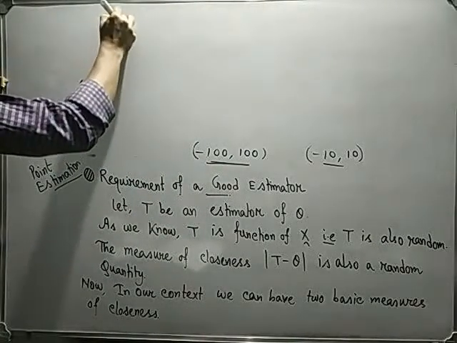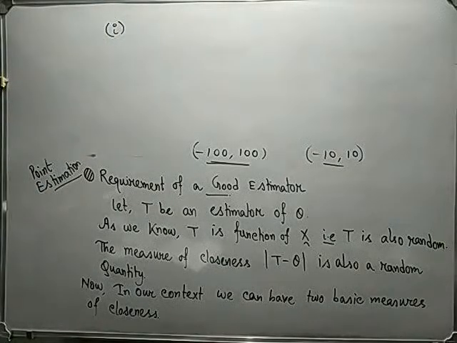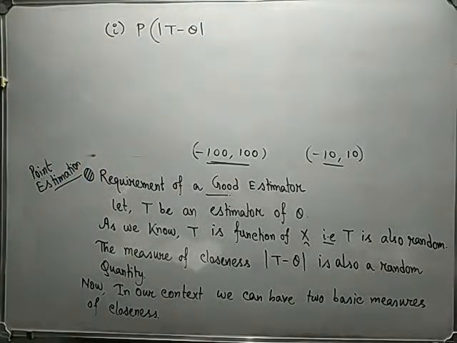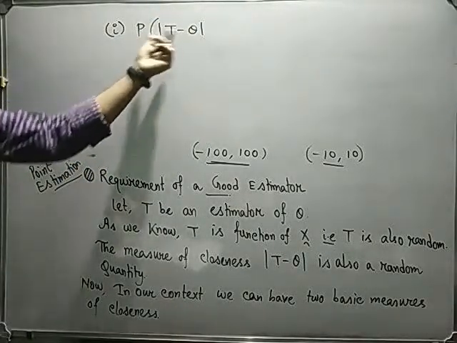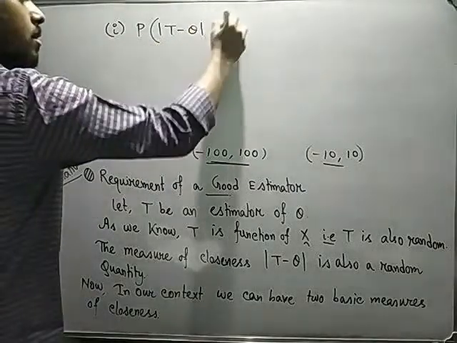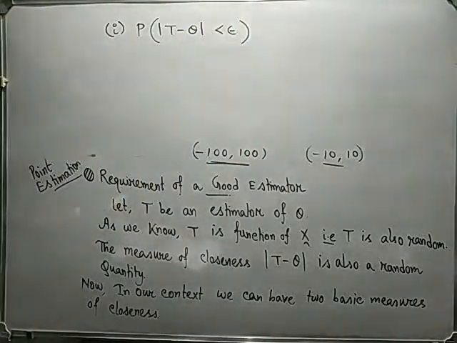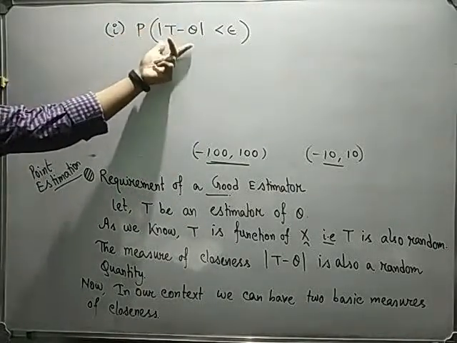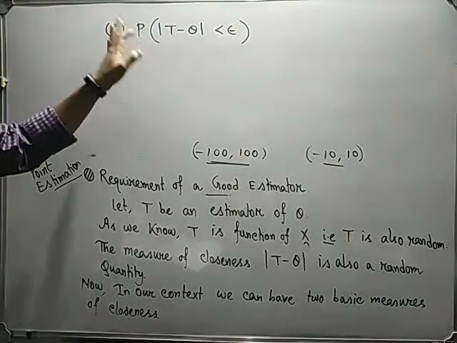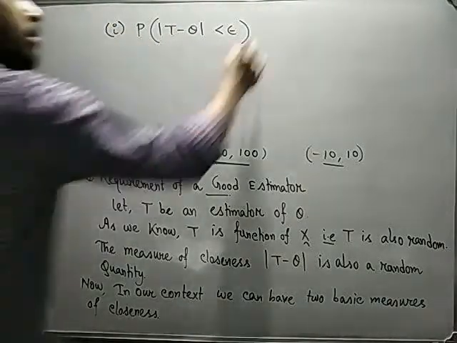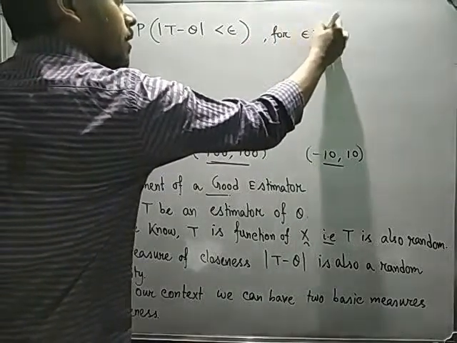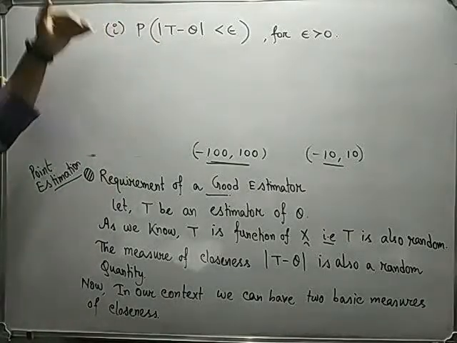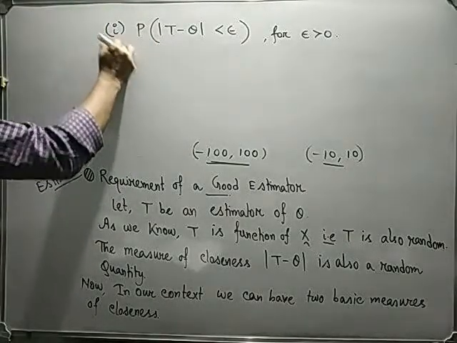So number one is the probability of mod of T minus theta being less than epsilon. That means the distance between T and theta is less than epsilon, where epsilon is very small. We have to calculate the probability of that for any epsilon which is greater than 0. So this is the first measure of closeness.